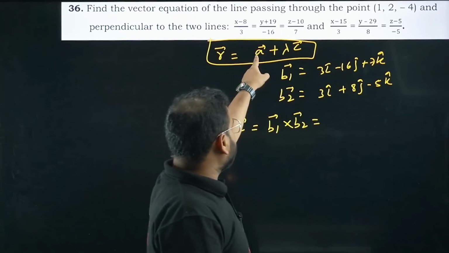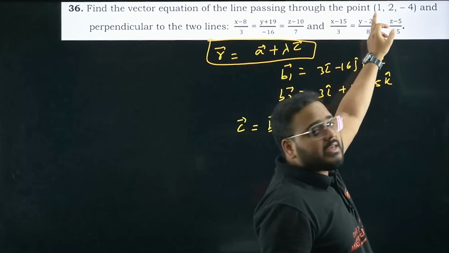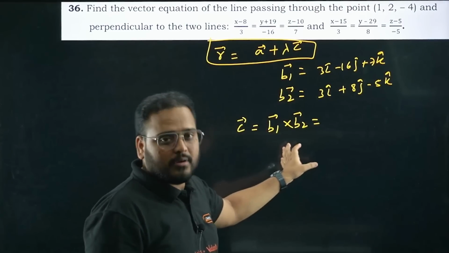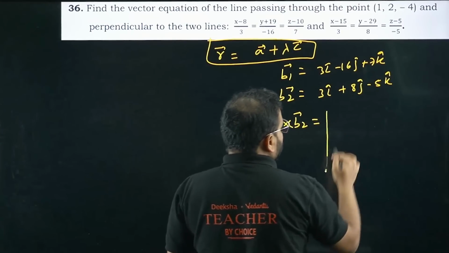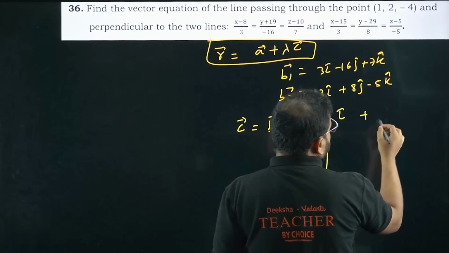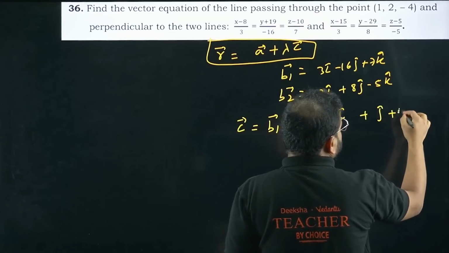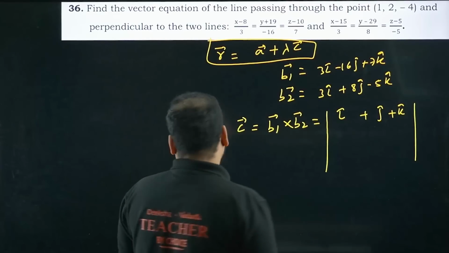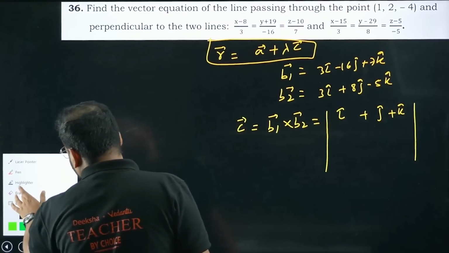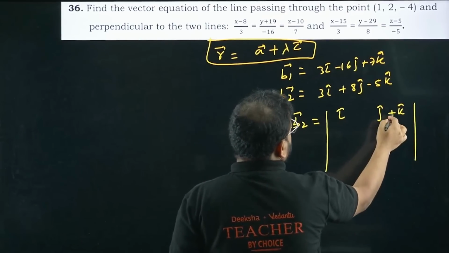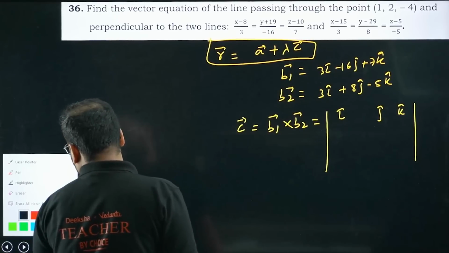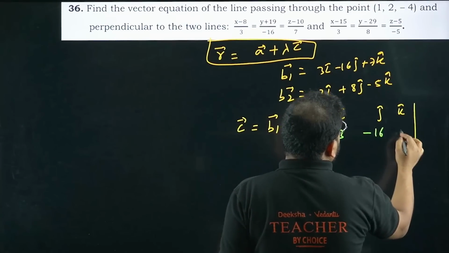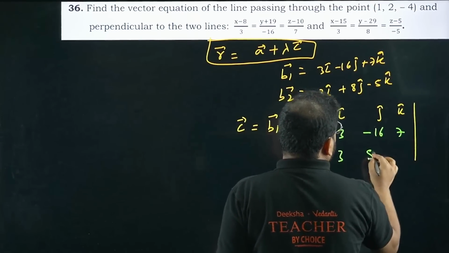So we have the A value actually. The A value is 1i cap, 2j cap and minus 4k cap. Okay. I need to find the value of C over here. Let's just do that. So it will become i cap, j cap, k cap. And the first vector is 3 minus 16 and 7. Second is 3, 8 and minus 5.